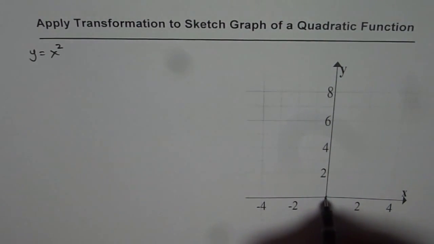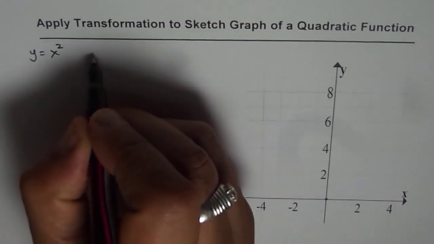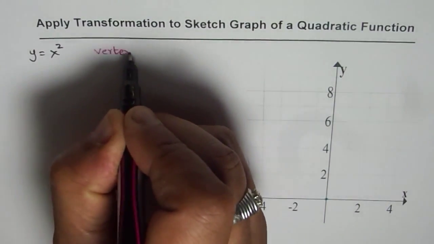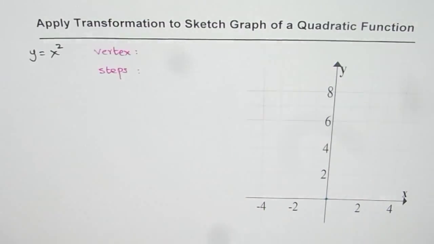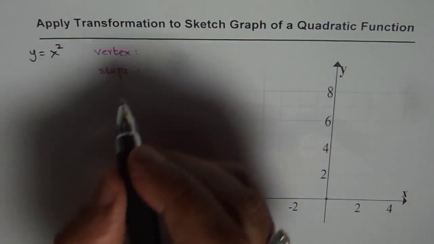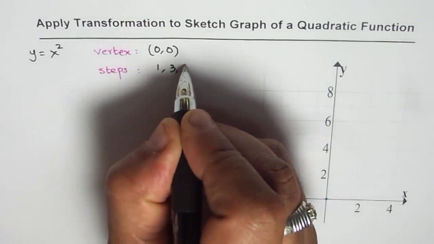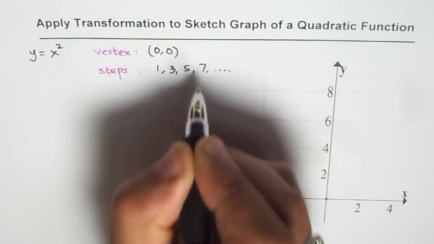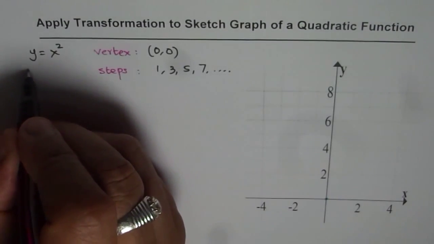So locate the vertex, which is (0, 0), and then it has steps. Steps for this function are 1, 3, 5, 7. So two things which we consider for sketching are vertex and steps. For this particular function, y equals x squared, the vertex is (0, 0) and the steps are 1, 3, 5, 7. That is the first difference, right? So basically when we say steps, we are looking at the first difference.